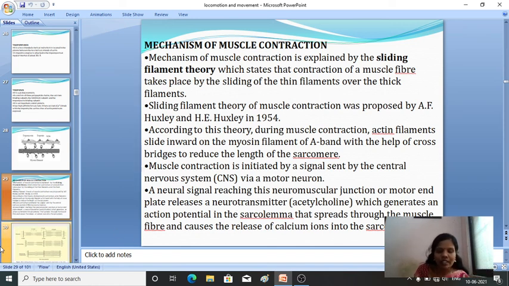These neurotransmitters generate an action potential in the sarcolemma that spreads through the muscle fibers and causes a release of calcium ions into the sarcolemma.